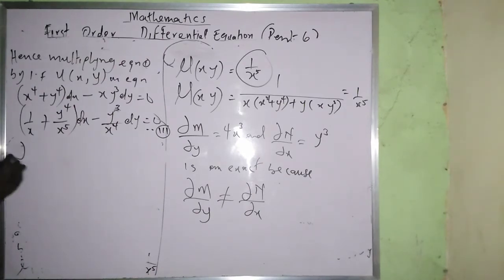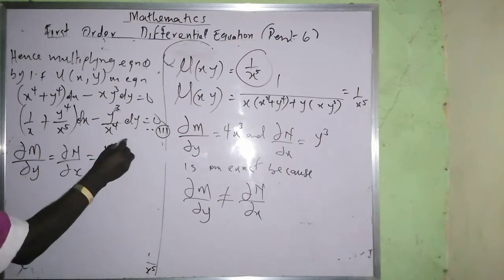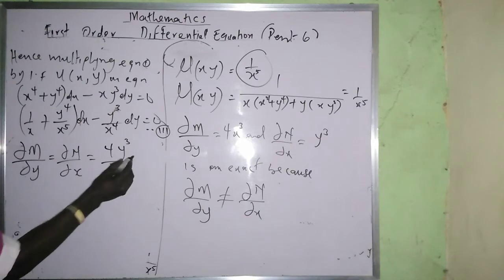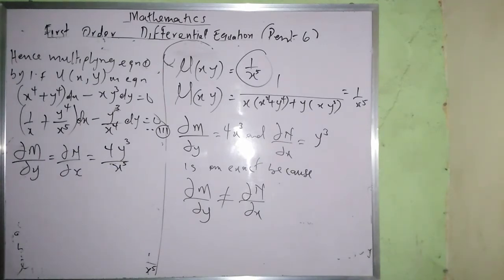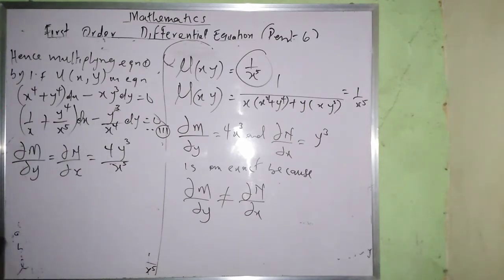Now, how do I know that it's exact? Let me check for M of y equals N of x, which equals 4y^3 all over x y. They are all equal. Since this is equal to this, I have no problem. Now I can move on.